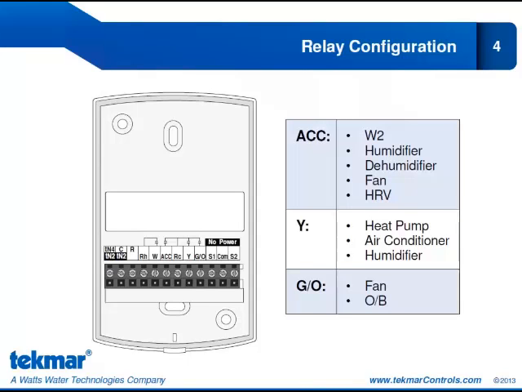Your Y relay can operate a heat pump, an air conditioner, or a humidifier. So if your accessory relay was not set up to operate a humidifier, you could still use the Y relay to operate one, but it would come at the expense of a heat pump or air conditioner. So right away we can see, yes, we do have a lot of options for equipment, but we also are limited in what we can operate at the same time.